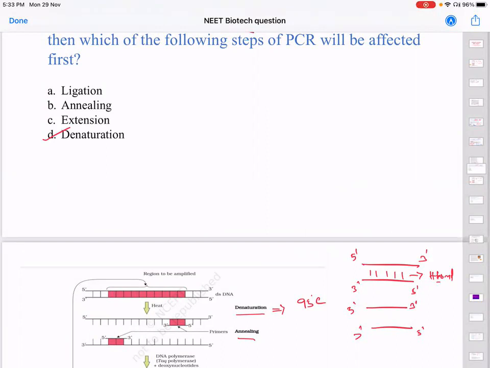Denaturation is the step in which temperature induced breakdown of hydrogen bonds between the opposite strands of DNA will happen. So here DNA means the double stranded helical structure, and you can very well omit the option ligation. Ligation is not at all a part of PCR, right? Whereas annealing and extension are steps in PCR, but ligation is something different. Quite simple. So you have already seen there are almost 3 questions which have come from polymerase chain reaction, right?